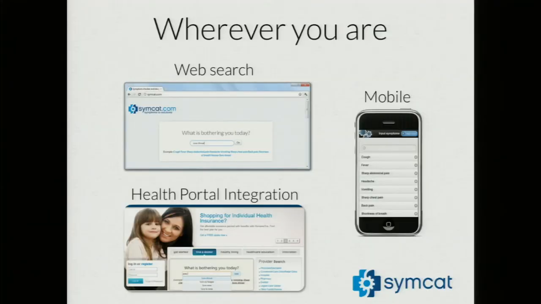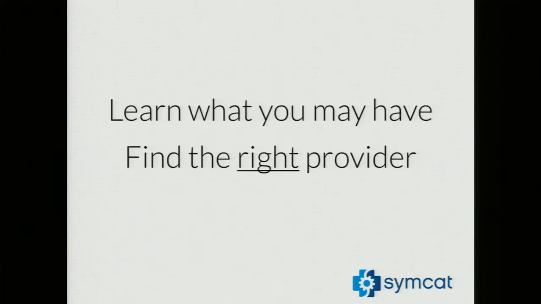So now what I just showed you is the web app, but in fact, Symcat is designed to be convenient really wherever you are. So our mobile app allows you to access Symcat on the go, and our API makes it easy for third parties to drop it into their existing health portals. So now that I've showed you what Symcat is, allow me to summarize how we use data to help you learn what you may have and find the right provider.